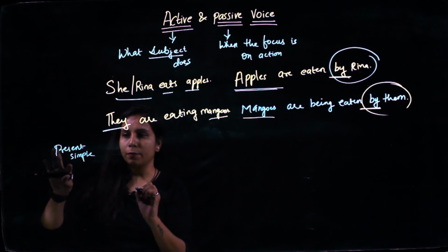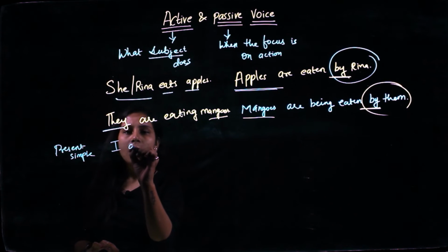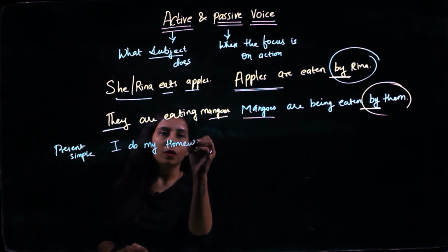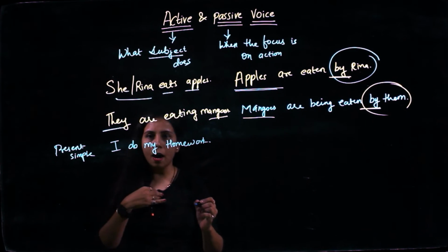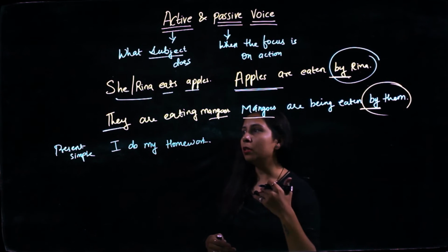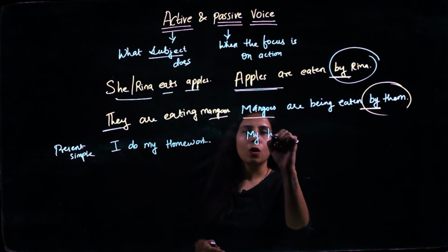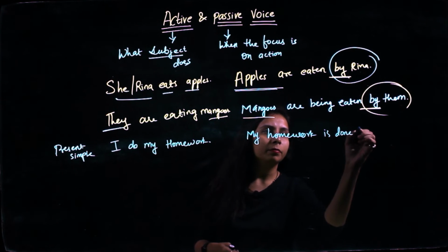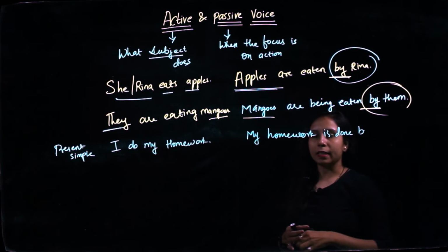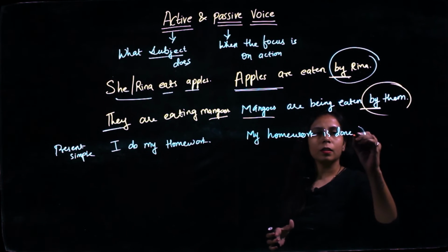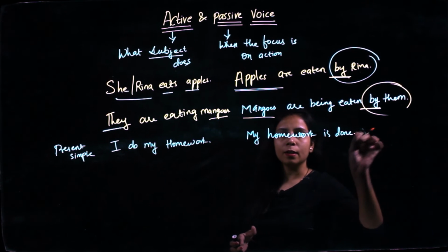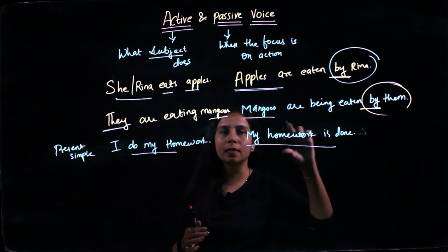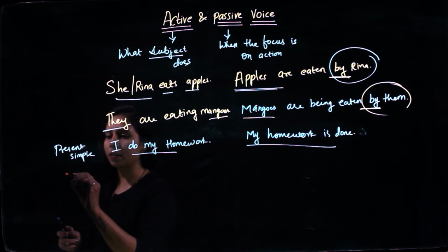First, we would talk about present simple. I do my homework. Okay, this is the basic active sentence. Now I want to turn it into the passive one. My homework is done. Yes, my homework is done. So by has not been added yet. Now the sentence has become passive. This is the active sentence and this is the passive sentence. So you need to observe it and apply it.